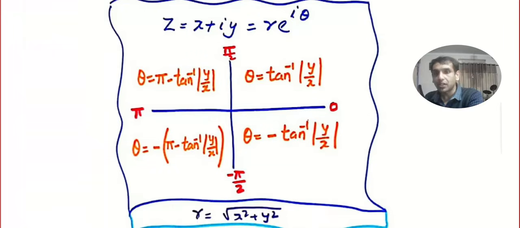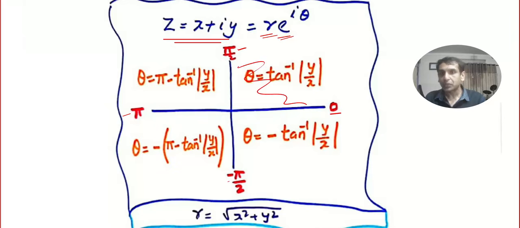If not, I'll strongly recommend you take a screenshot. You can convert any complex number into r e power i theta using this method. If it is on the axis, 0 degree, 90 degree, 180 degree, minus pi by 2. If it is in the quadrant, if it is between 0 and 90, first quadrant, second, third, use the formula, and r is given by this.